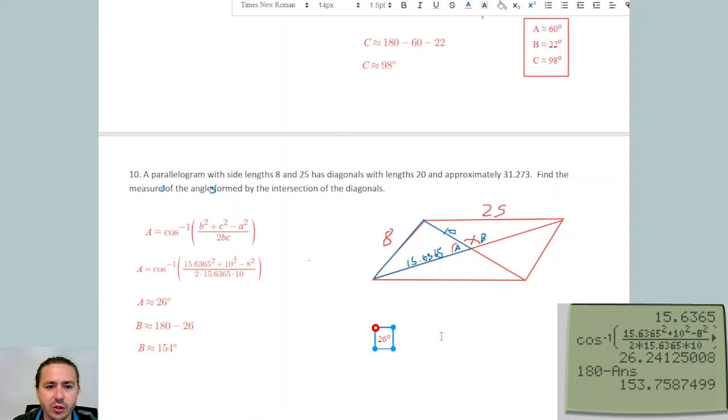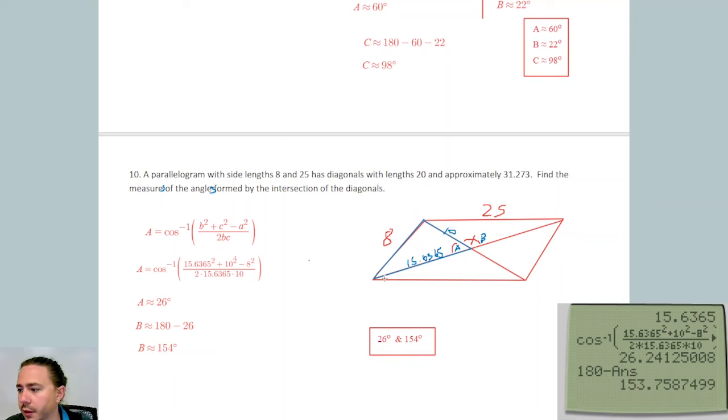Okay, so we got 26 degrees, and the other one was 154, roughly. All right, 26 and 154.